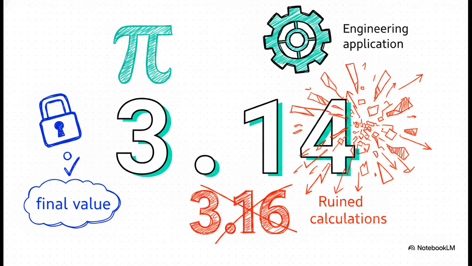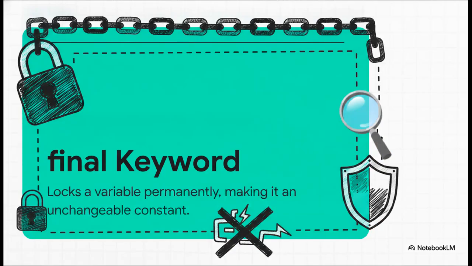3.14. Imagine you're building a massive engineering app, and halfway through, some object accidentally reassigns pi to 3.16. Actually, scratch that. If it gets changed even slightly, absolute chaos ensues. Your calculations are completely wrecked. We desperately need a way to tell Java, do not ever let this value change under any circumstances. And that is exactly where the final keyword comes in.